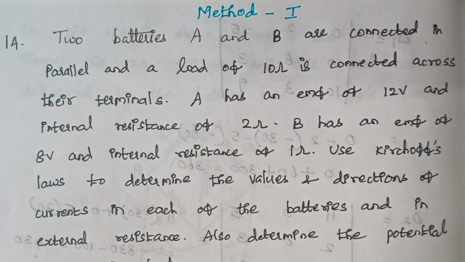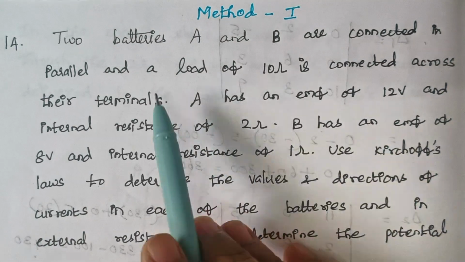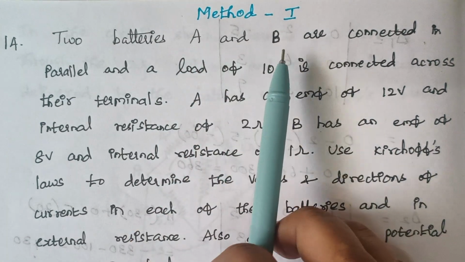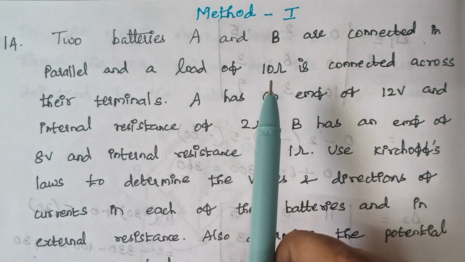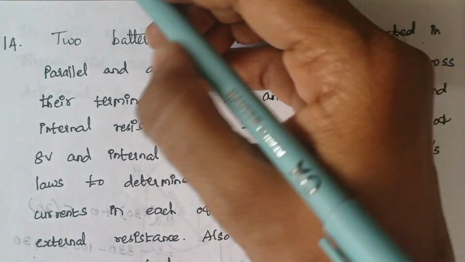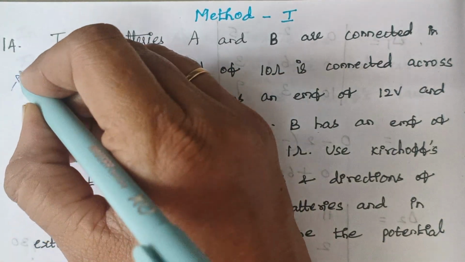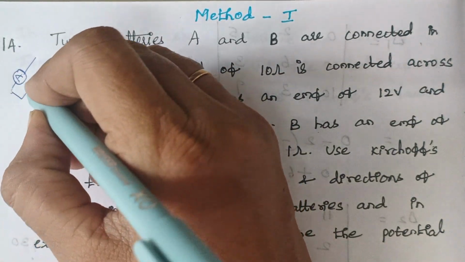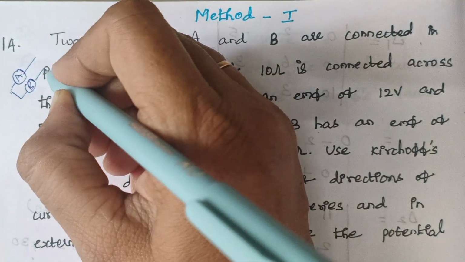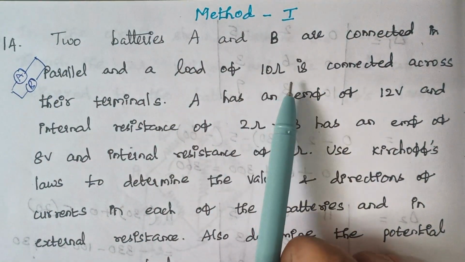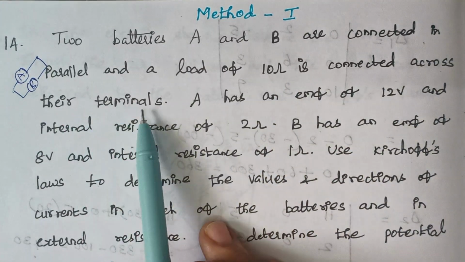So here what it means, we are having two batteries. What do you mean by batteries here? We are having two voltage sources, and the voltage sources are A and B and they are connected in parallel. That is, you see here I'm having A, and here I am having B. They are voltage sources, connected in parallel, and a load of 10 ohm is connected across their terminals.